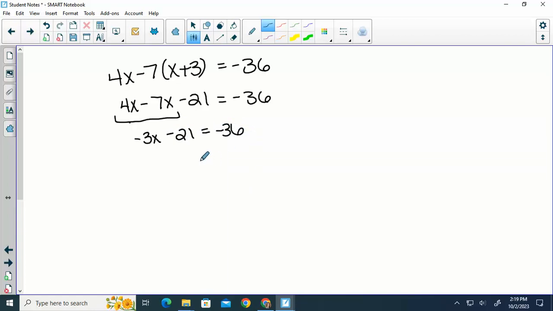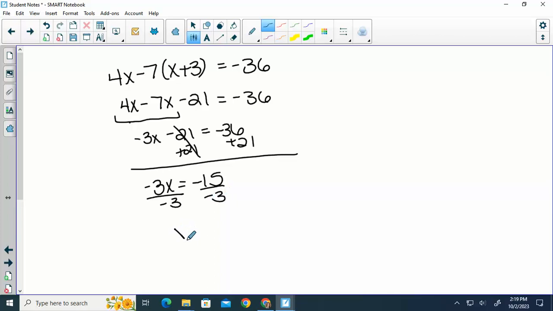So then what would we do? So we have a negative 3x equals negative 15, and then we get x equals 5. So that's what we were practicing Friday.